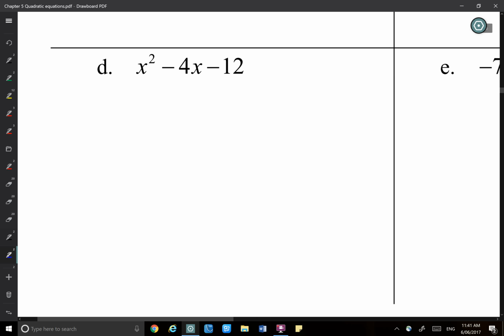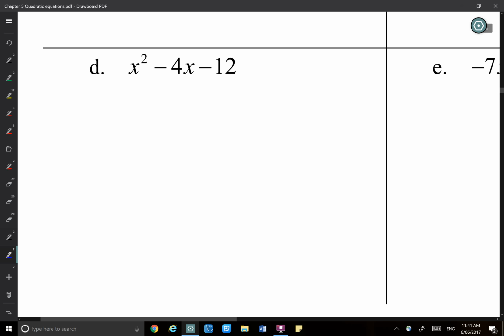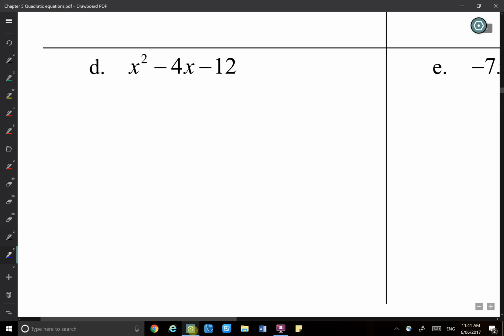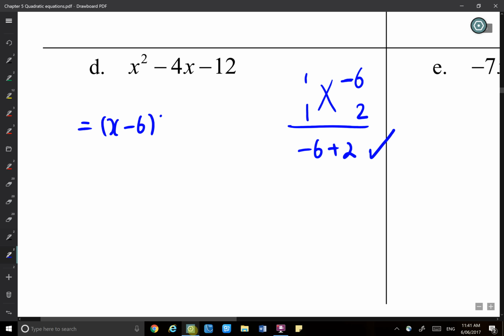Next one. Minus 12. Well, 2 and 4 will give you a 12, 2 and 6 will give you a 12, and also 2 and 6 will give you a 4. So you want a 6 and you want a 2. But you want a negative 4, therefore you want a negative 6. So negative 6 plus 2 gives me negative 4, which is correct. And it's x minus 6, x plus 2.